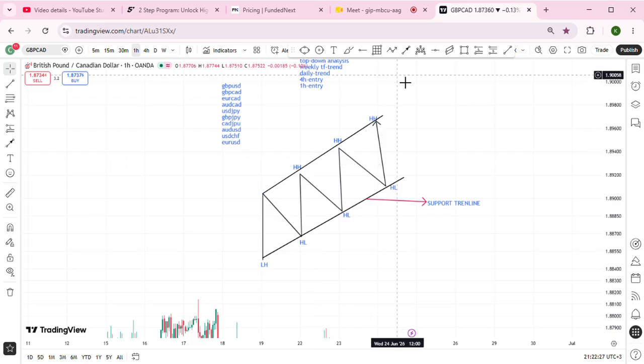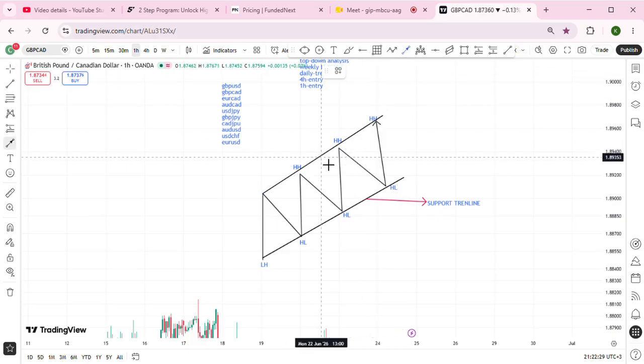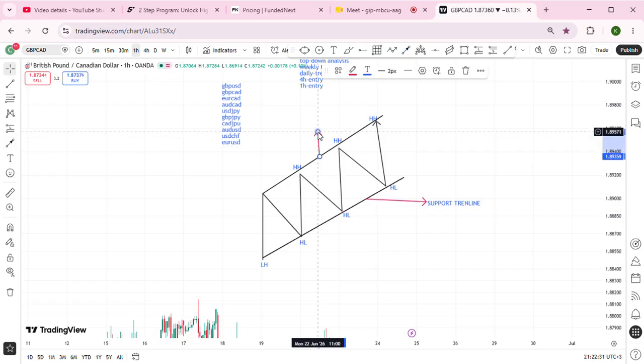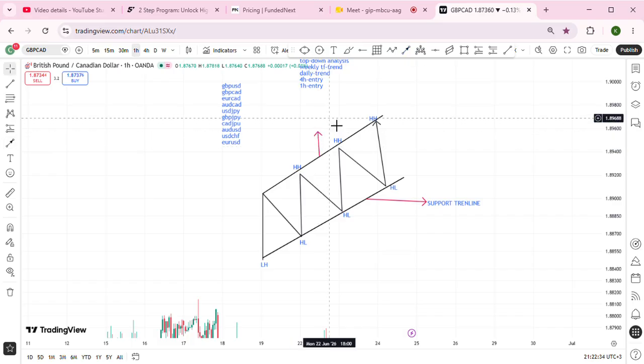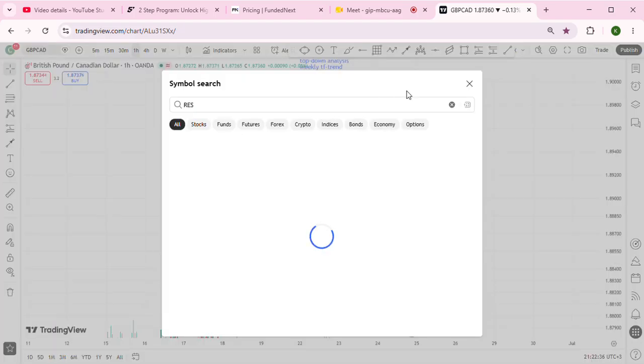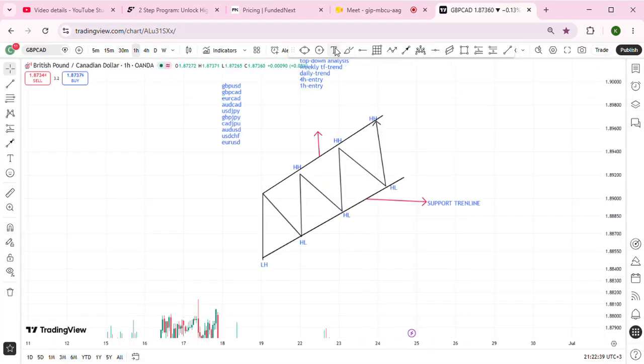And the line we have drawn up there, remember the one below here, we have called a support trend line. So the other one is what we call a resistance. I'm forgetting to use the tool here. So the upper one is what we call a resistance trend line.